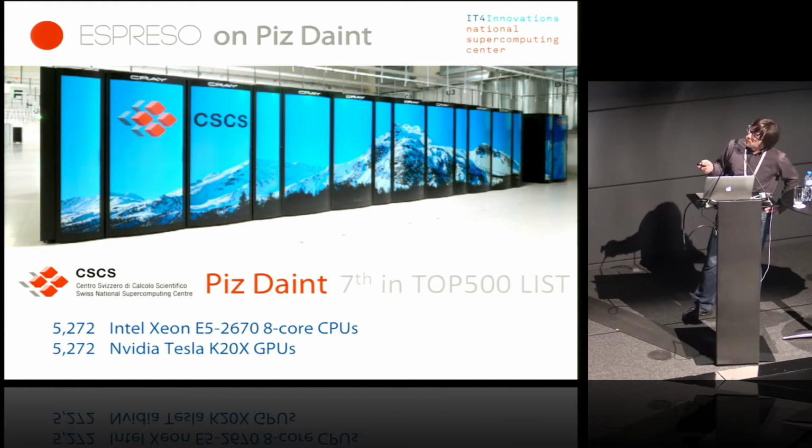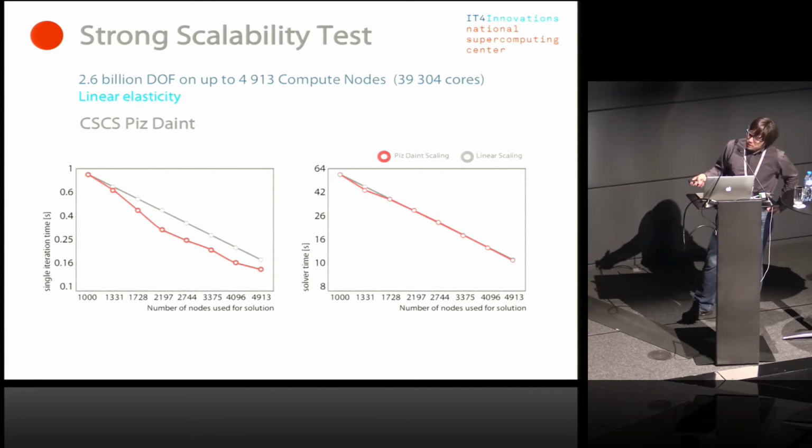So this figure shows a strong scalability of the hybrid FETI method on Piz Daint. The first graph shows the single iteration time. This graph shows the conjugate gradient solver runtime, which includes all the iterations, plus the conditioning of the problem when you decompose it into smaller and smaller subdomains. So this is a test that solved 2.6 billion unknowns on up to 5,000 nodes of the machine that I believe everybody here knows very well.